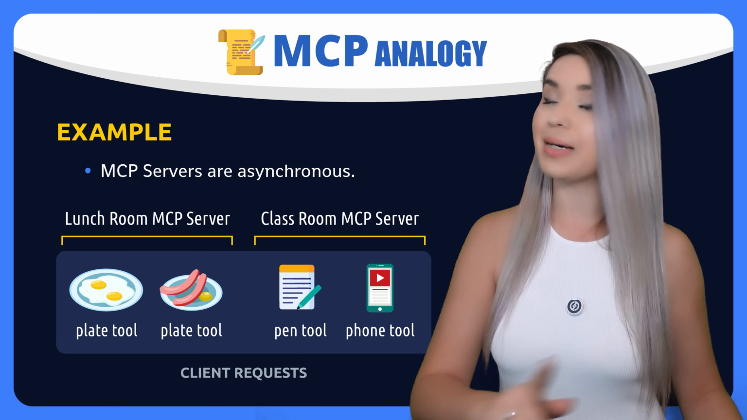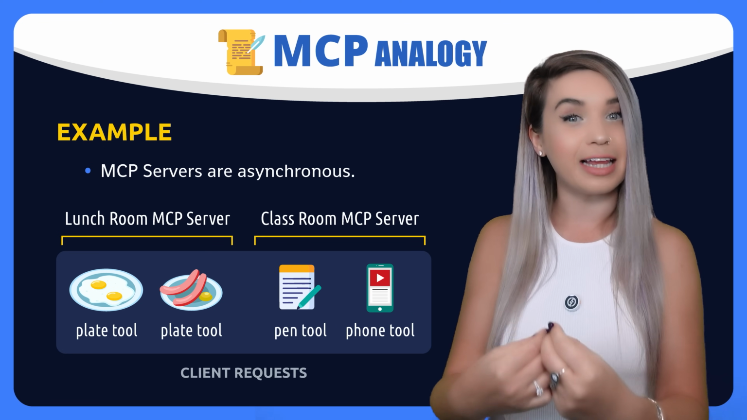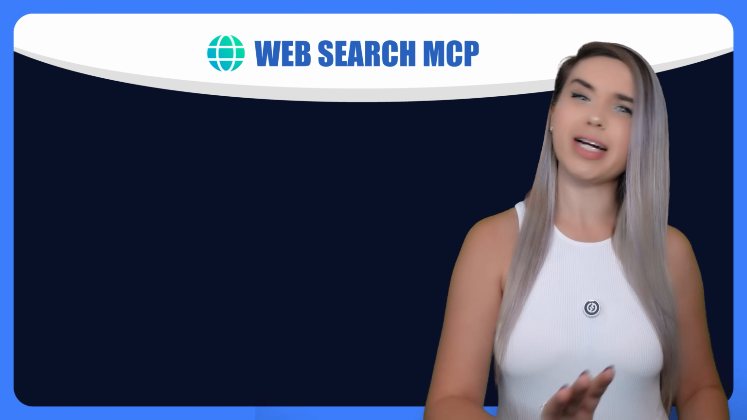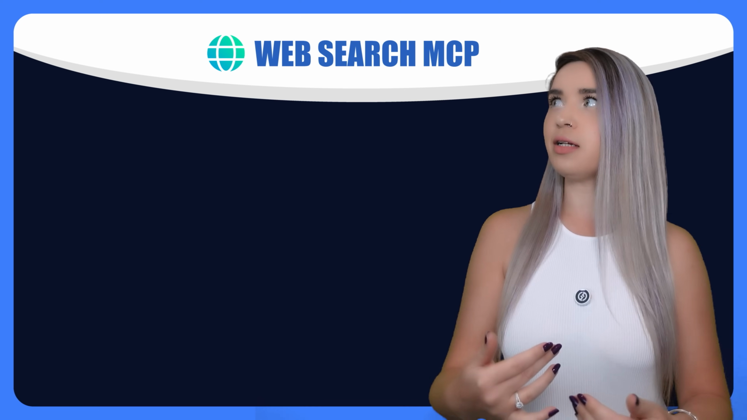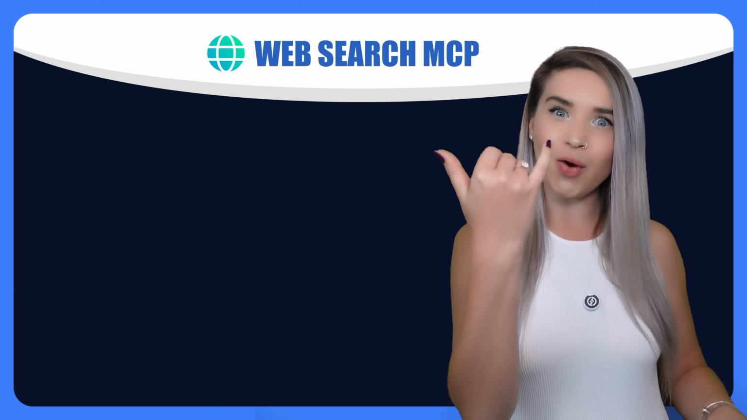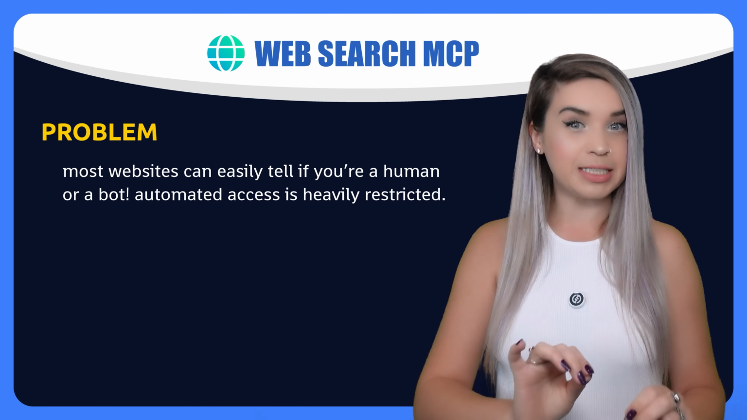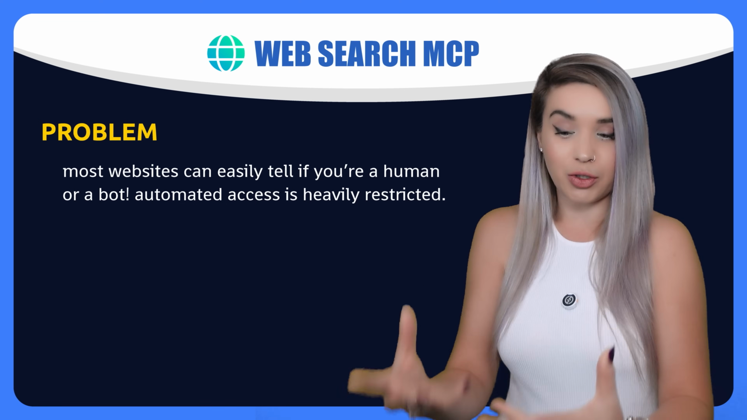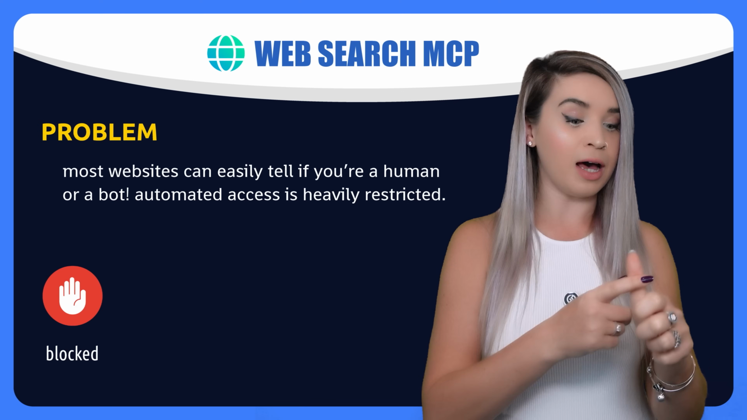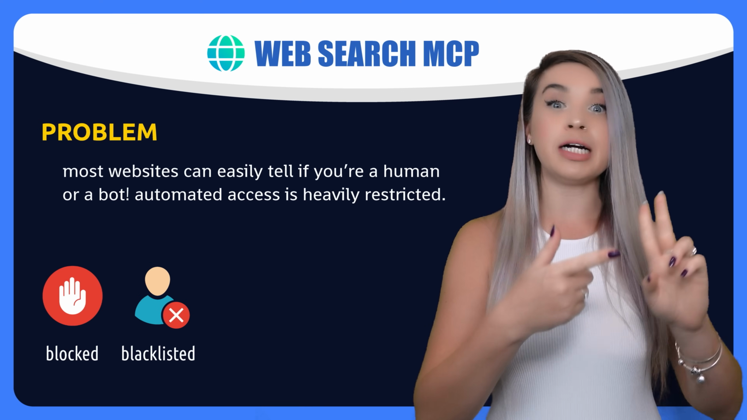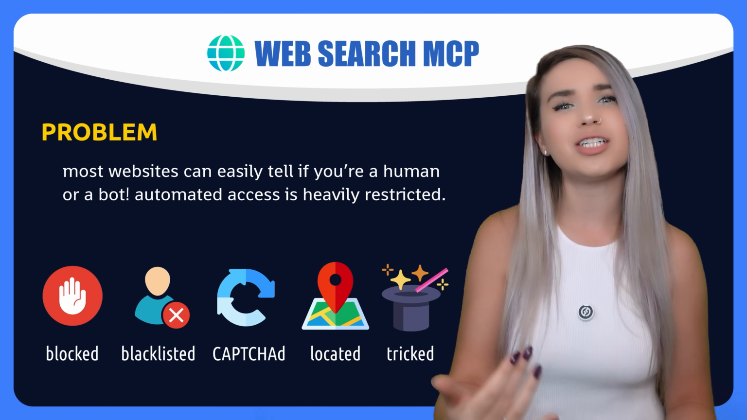Not one by one, but all at once, which gives us maximum performance with only a few clever lines of code. Now, in our case, we are not writing essays, we are doing web search. And theoretically, we could build our own MCP for web search rather than using an existing one. But here's just one problem. Most websites can easily tell if you're a human or a bot. And if they only suspect that you're a bot, you get blocked, blacklisted, shown a bunch of CAPTCHAs, location restrictions, or even served complete nonsense just to mess with you.